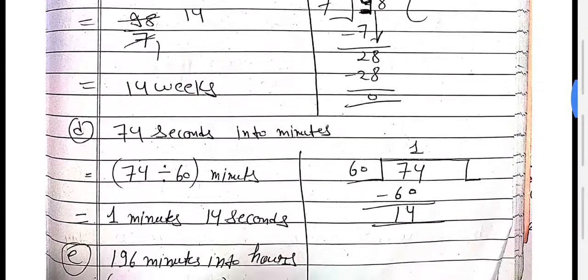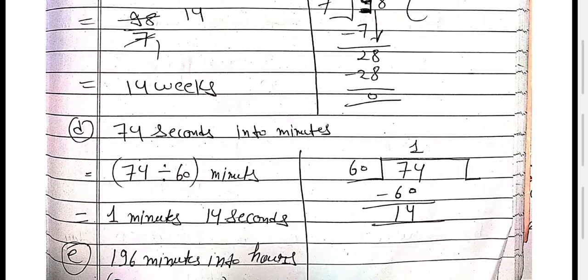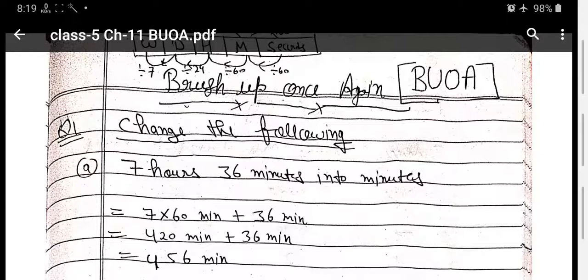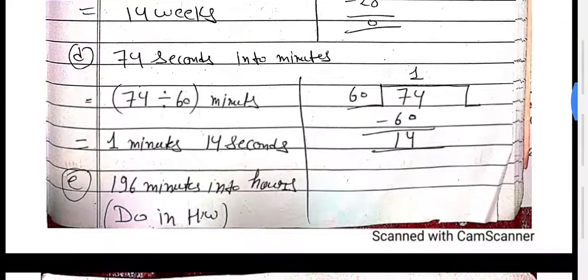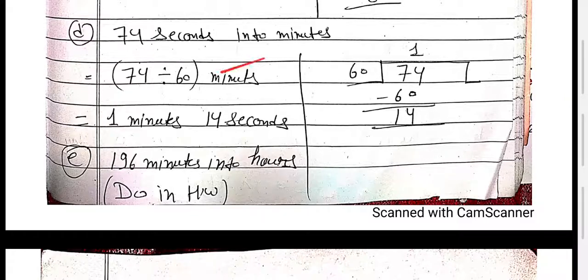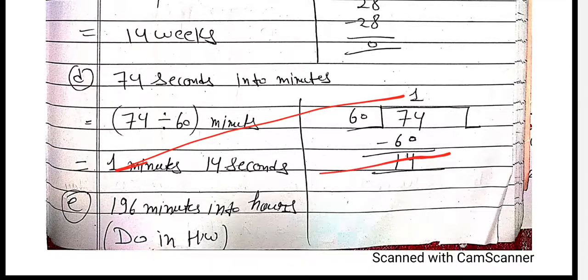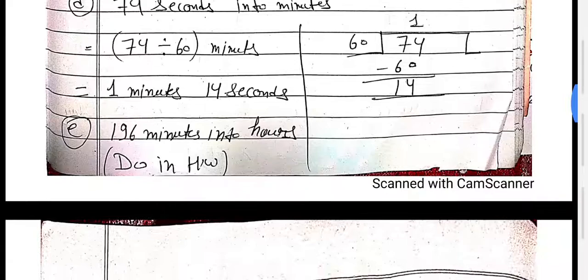Now come on D, 74 second into minute. So you have to convert second into minute. Just look at the table. When you convert second into minute, you have to divide it by 60. So you have to divide 74 by 60, then it will become minute. Now so calculation here. 60 ones are 60, 14 left, then it becomes 1 minute 14 second. It is your answer. Similarly, E part you have to do by yourself in homework.